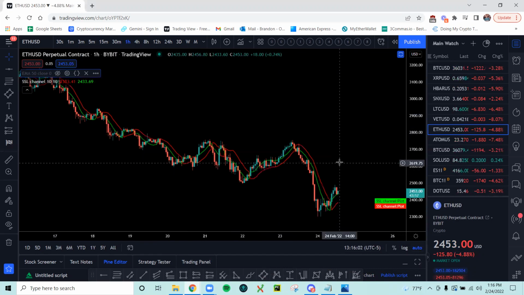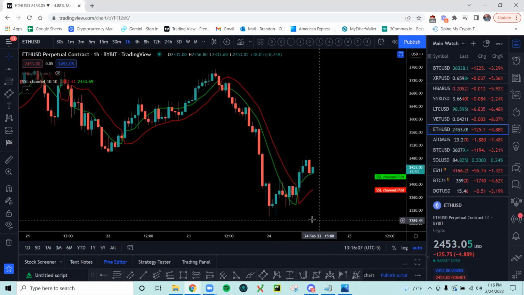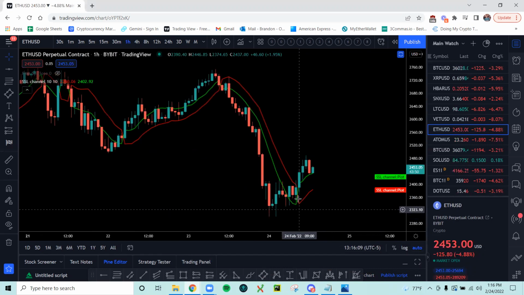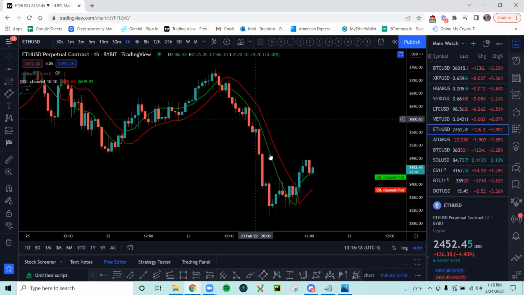So we'll click this on, and we'll be able to see the trend here. When you look at this, you're going to see that when the green is above the red, it equals a buy. And when the green is below the red, you're going to be looking for sells.